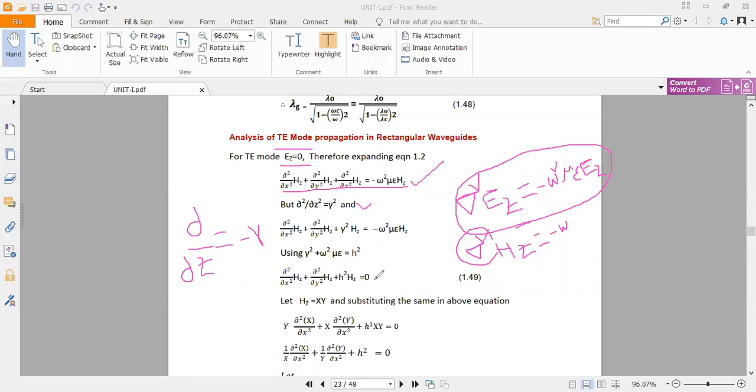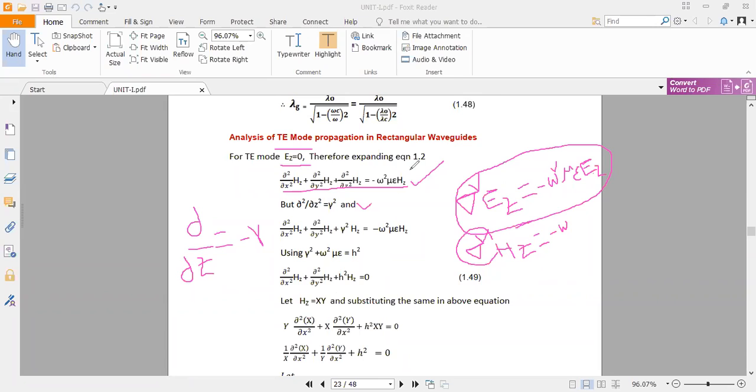It is also a second order differential equation. So we need to find the solution for the second order differential equation. What is the method we followed in TM mode analysis to find the solution? We followed the variable separable method. Yes or no? Here also we are following the same thing. There we wrote Ez is equal to XY. Now we are writing Hz is equal to XY. Are you able to follow the steps? Whatever we did for TM mode, we did the same thing. Wherever Ez is there, you are just replacing Ez with Hz. All the steps are similar.